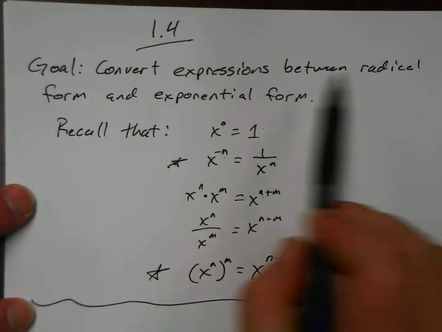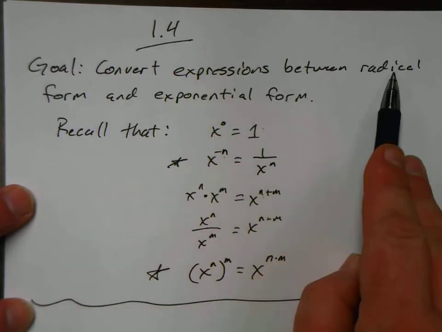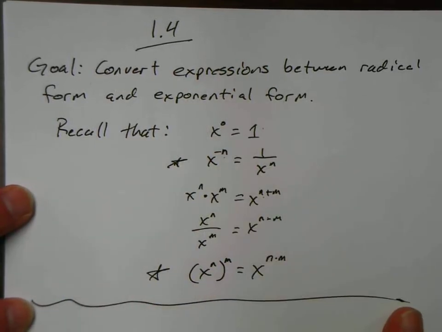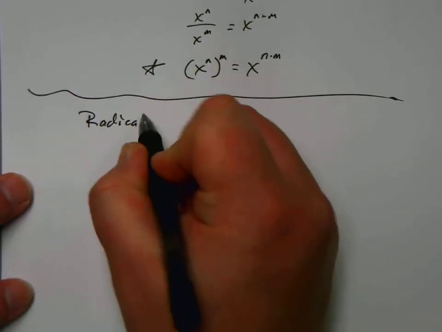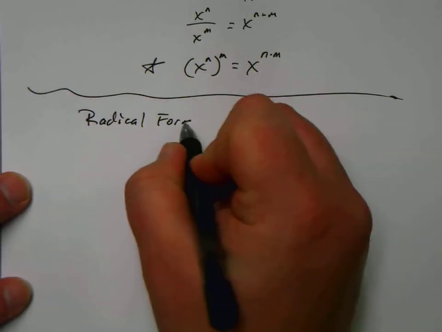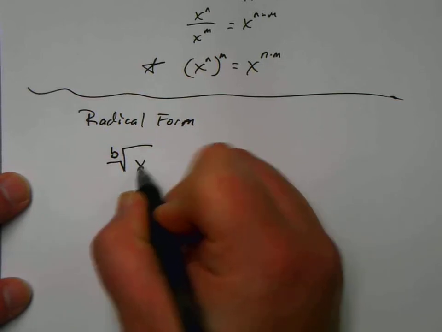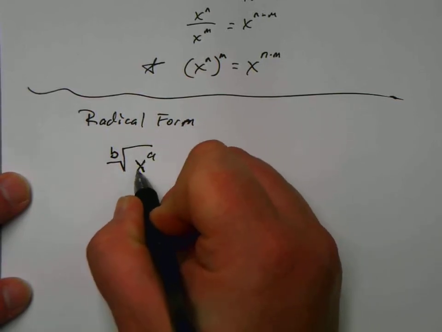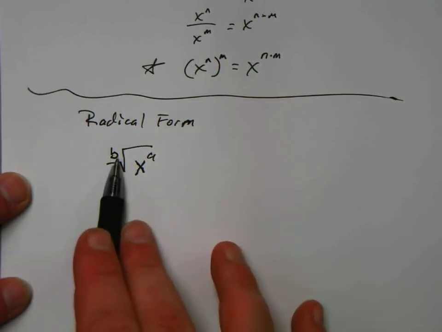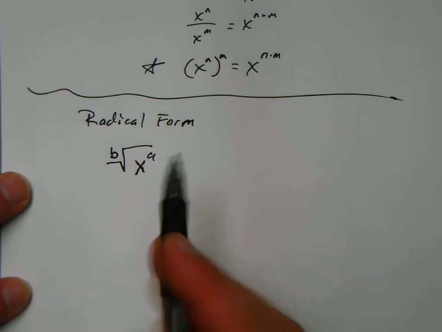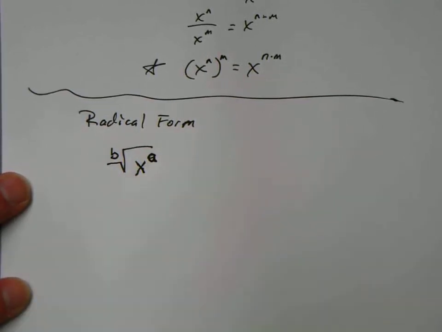Alright, so let's go back to our goal now. Our goal is to convert expressions between radical form and exponential form. Alright, so here we go. In radical form, if I have, let's call it the bth root of x to the a power. Alright, so my index is b, not the multiplier in front. Remember, the index here is b, and my a, this is an a. I know it looks like a 9. Mr. Stevens, your handwriting is terrible. Okay, thank you. I know.